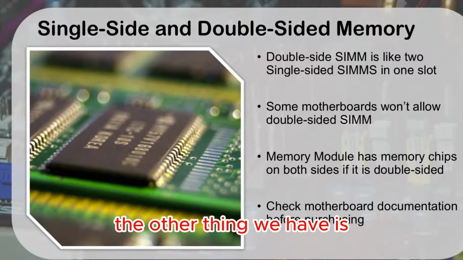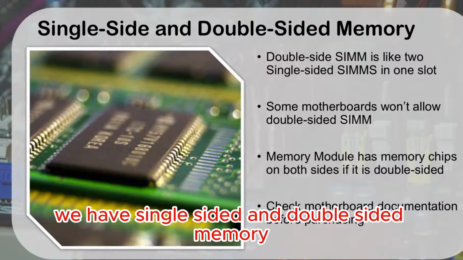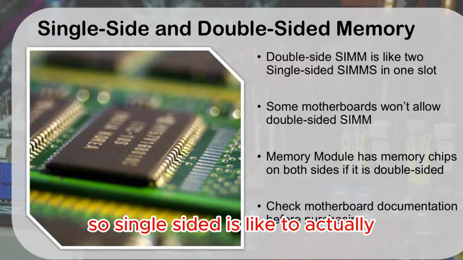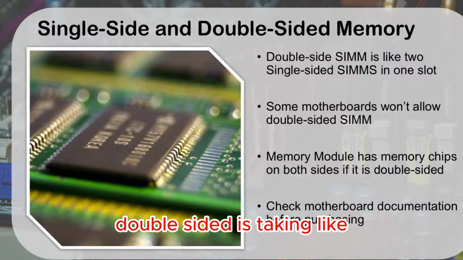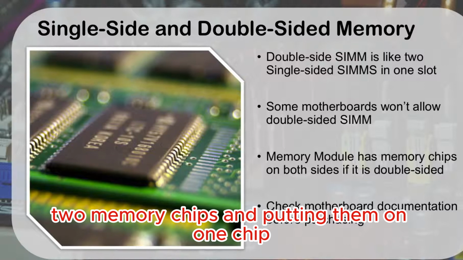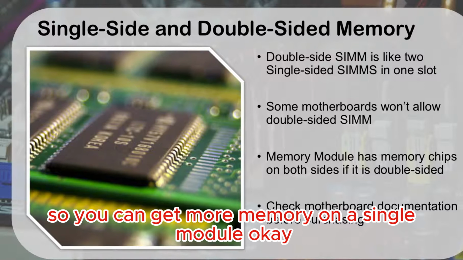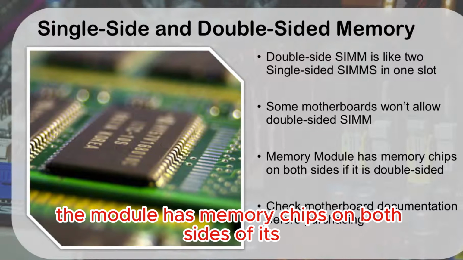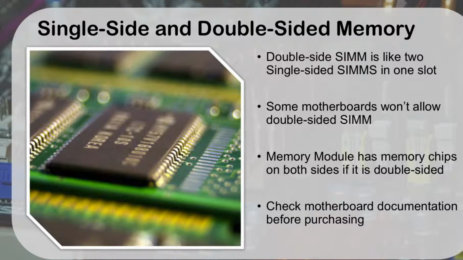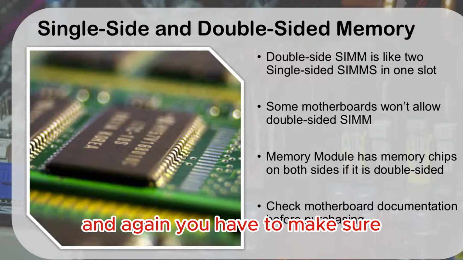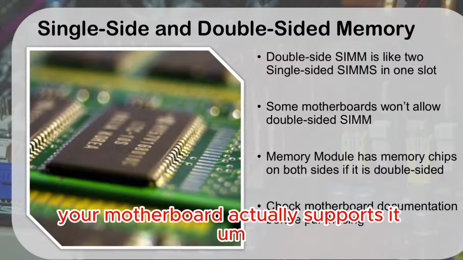The other thing we have is single-sided and double-sided memory. Double-sided is like taking 2 memory chips and putting them on 1 chip, so you can get more memory on a single module. Okay? The module has memory chips on both sides if it's double-sided. And again, you have to make sure your motherboard actually supports it.